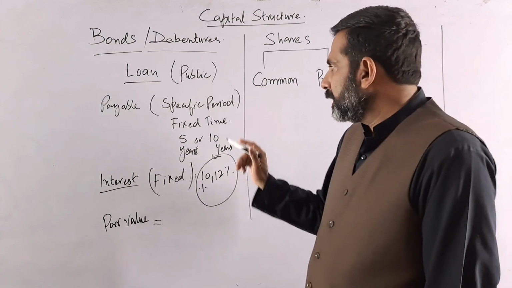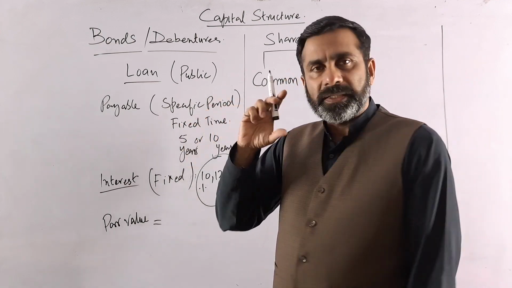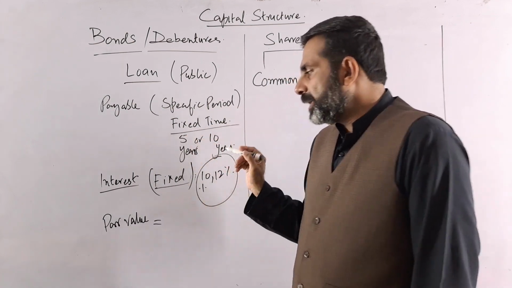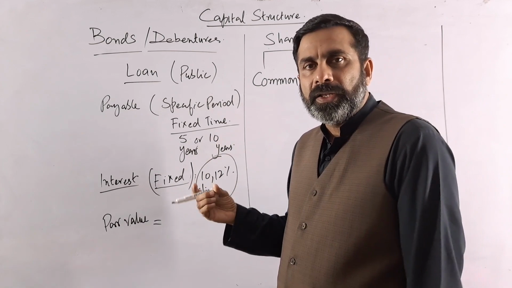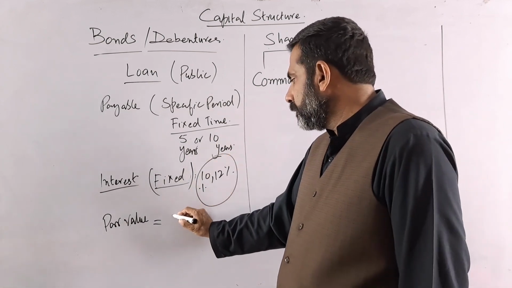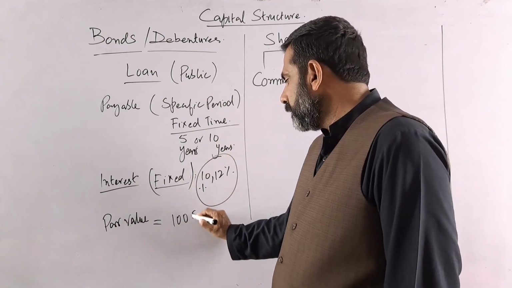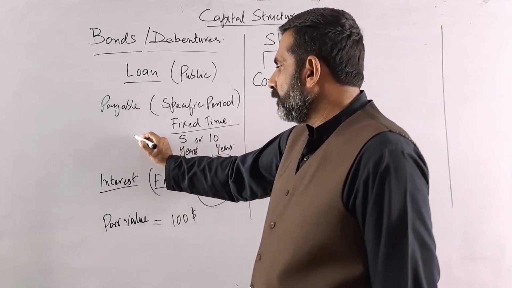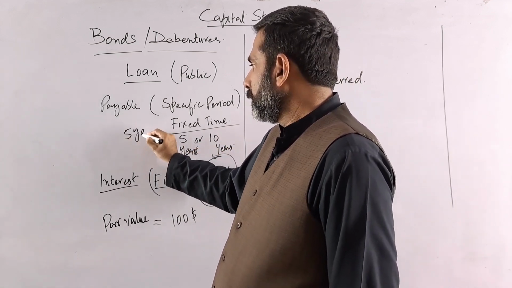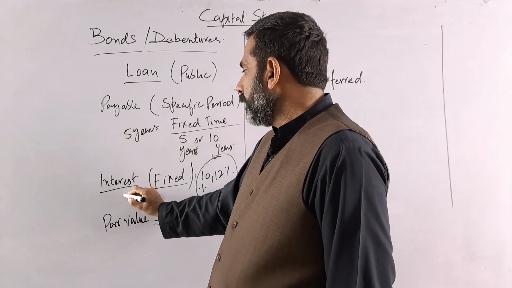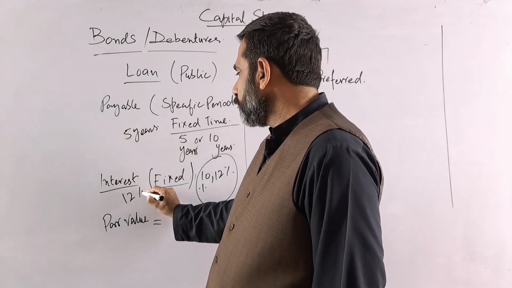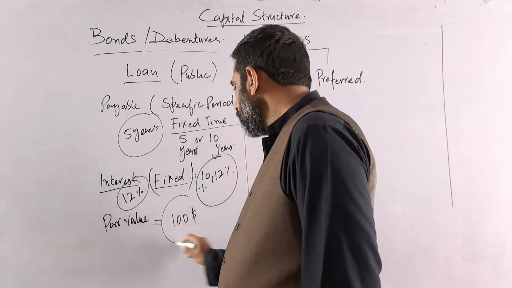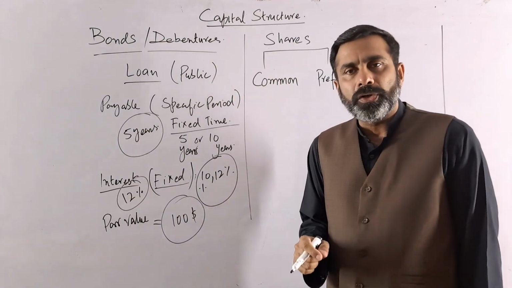But we are discussing that the bonds are the very basic bonds. They have a fixed time period, they have a fixed interest, and they have a par value. And the par value, we just assume, let's say it is $100, for the 5-year, and the rate of interest is, let's say, 12%. So we have three things: the bond with the par value of $100.